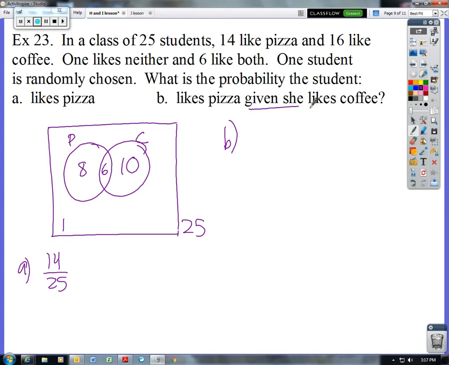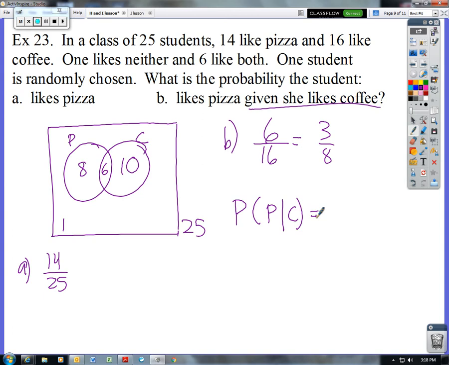So we are given she likes coffee. That's already known. So how many people like coffee? 16. So that's going to be the denominator, because we're only considering the people that like coffee, not the entire 25 people. And then out of those people that like coffee here, how many of them like pizza also? 6. So it's 6 out of 16, which reduces to 3/8.